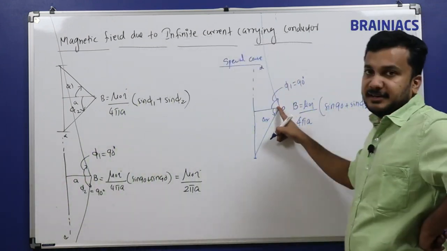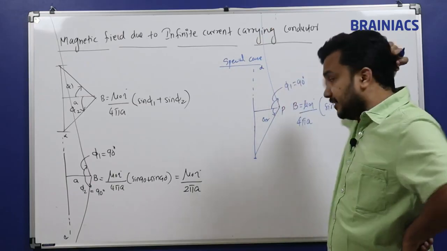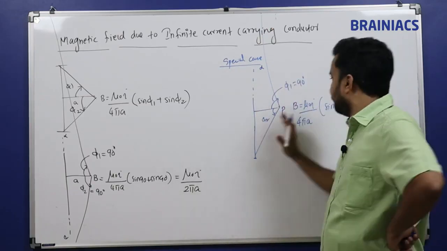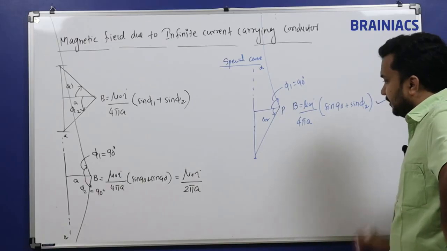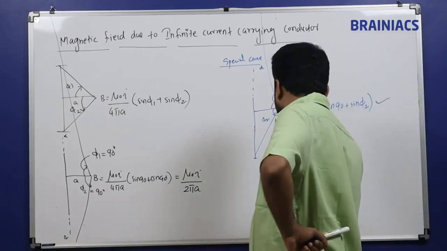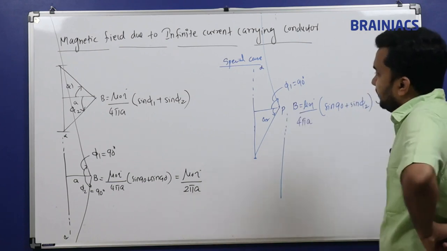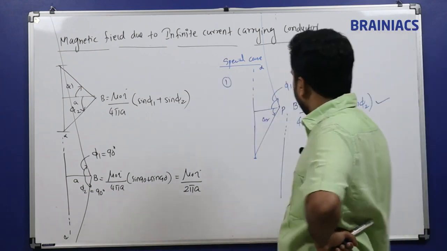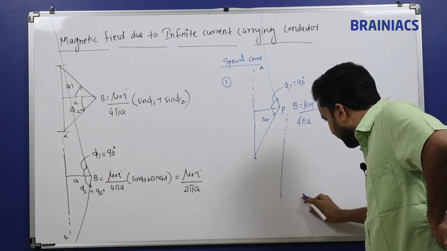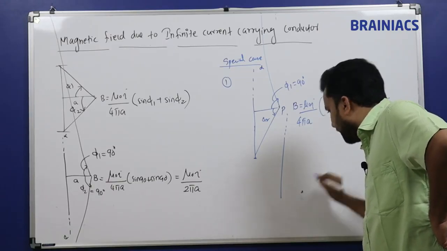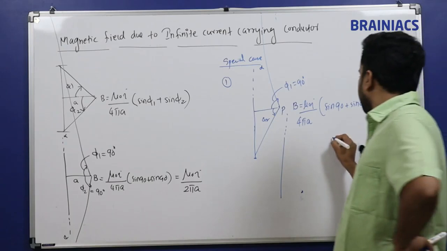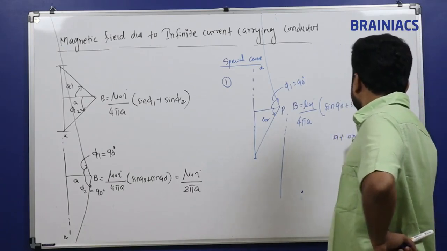Here phi 1 is 90 degrees and it's going to infinity. This is at some middle point, and for a middle point this formula is applicable. Now you assume a situation where this is an infinite conductor going to infinity. This is case number 1. But you are going to calculate the magnetic field at one edge.